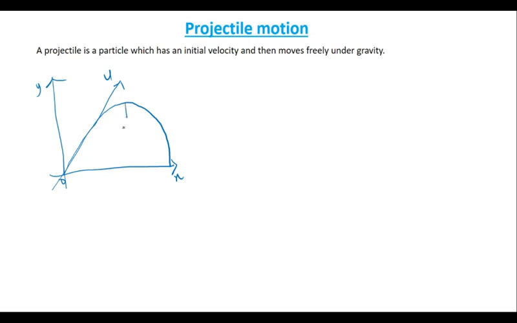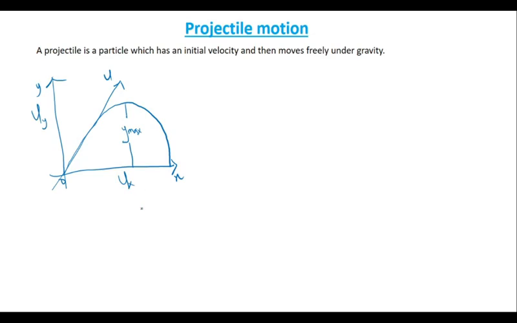Now the greatest height over here is what we call the y max or h. That is the greatest height that the particle will reach before it comes down. Now this initial velocity that the body has is split into two parts. We have the horizontal and the vertical components of this velocity. So we have the y component, which is uy, the vertical component of the velocity, and then we have ux, the horizontal component of this velocity.